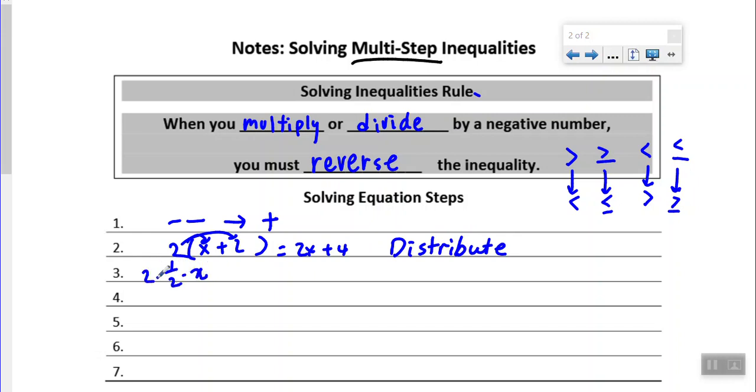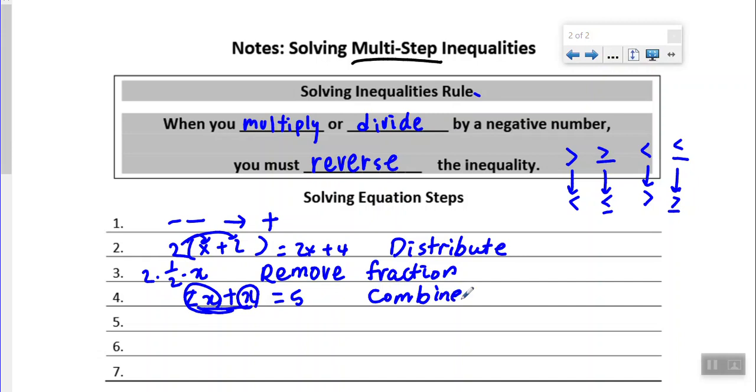And then if you have a fraction like this, you're gonna multiply by 2, right? So you're gonna remove fractions. But when you multiply by 2, you're gonna multiply everything by 2. And then if you have, for example, 2x plus x, you're gonna combine like terms. You're gonna combine 2x and x. So it's called combine like terms on the same side.